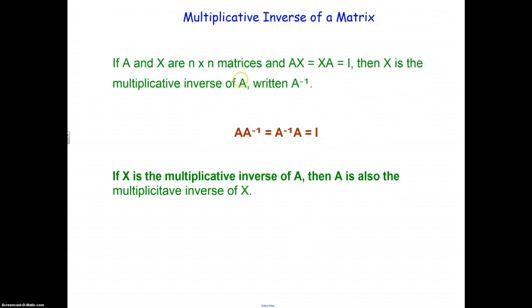So again, if we have square matrices, the multiplicative inverse of a matrix is denoted with this symbol, and A times its inverse is the same as the inverse times A, and that will give you the identity matrix, that matrix with 1s down the diagonal and 0s everywhere else.